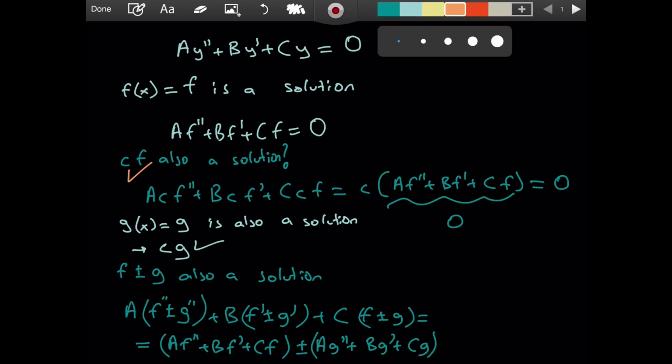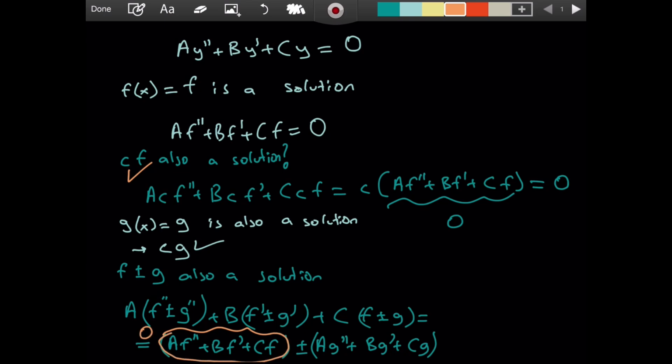Well, this part is 0 because f is a solution. And this part is also equal to 0 because g is a solution. That means the whole expression is equal to 0. Alright, so we got something interesting, a result that is interesting. We found out that if f and g are both solutions to a second order linear differential equation, then their sum or their difference is also a solution.